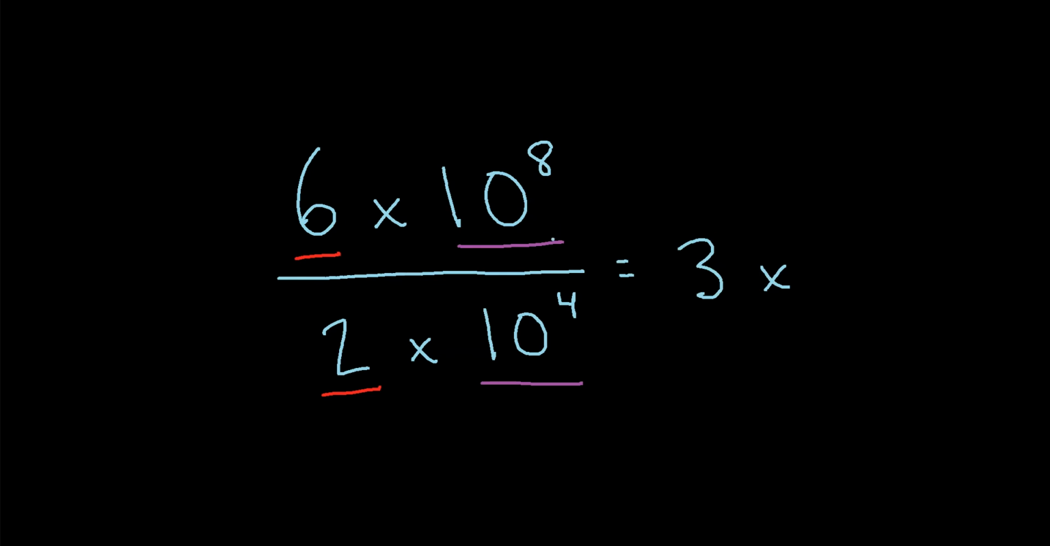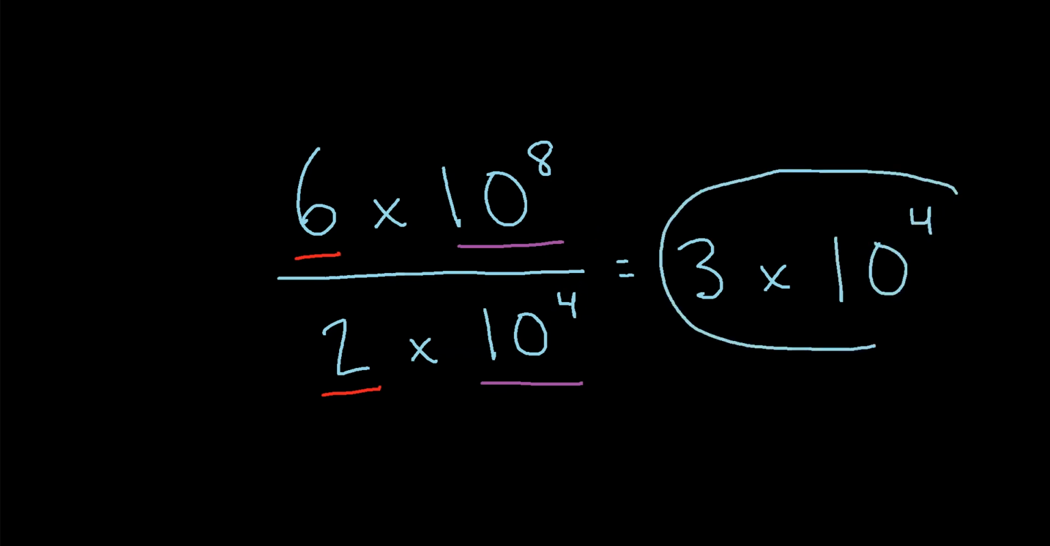Now, when we're dividing two numbers that both have the same base, so they both have a base of 10, all we have to do is take the exponent in the numerator, so the 8, and subtract the exponent in the denominator, so 4. So we just do 8 minus 4, which is 4. So we get times 10 to the 4th. So that's our answer for this one.